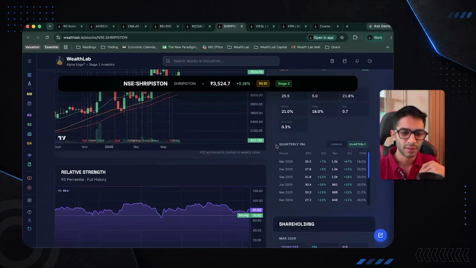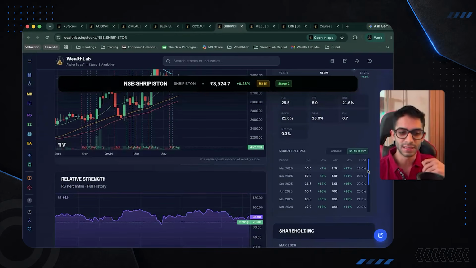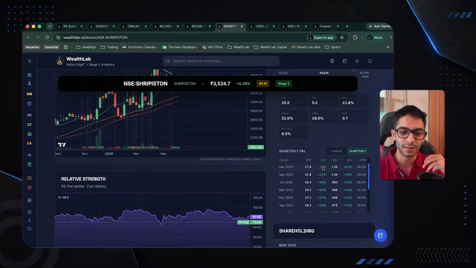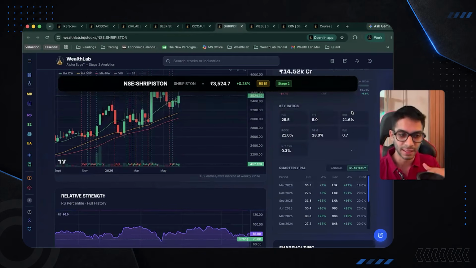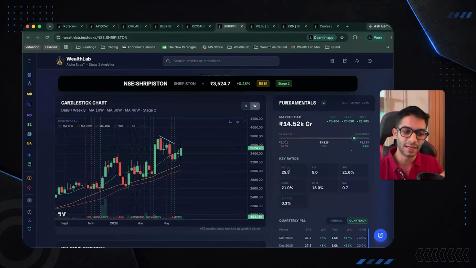This looks decent. So operating profit margins are 18%. Revenue is growing by 47%. And EPS is also growing. It's the highest it has ever been in the longest time. At the same time, ROE is 21%, which is great. With all of that, we are getting a PE ratio of 25.